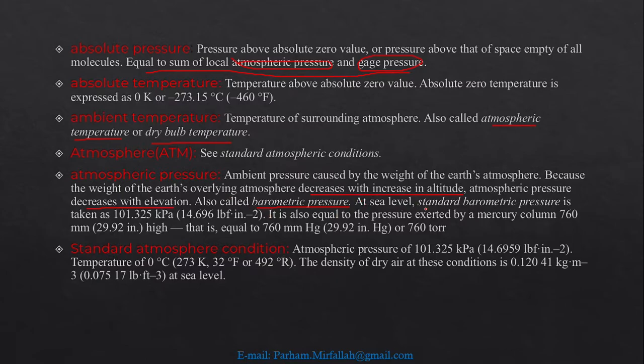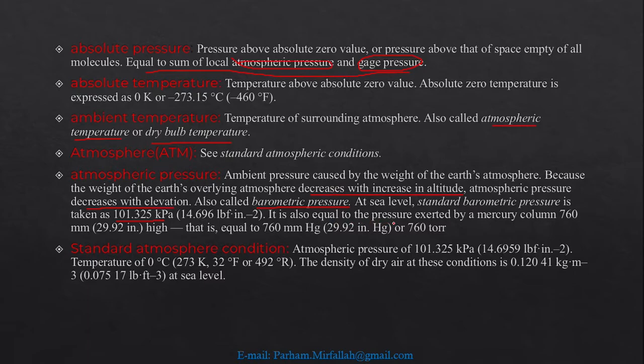At the sea level, standard barometric pressure is taken as 101.325 kilopascals. So this is the base part of the pressure. As you come above the sea level, atmospheric pressure decreases. The pressure decreases with increase above sea level. The atmospheric pressure will decrease.